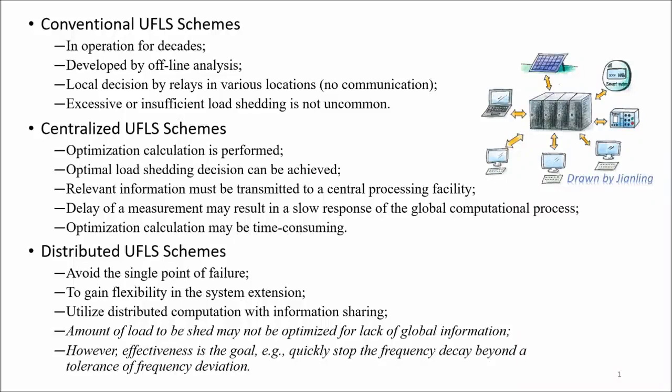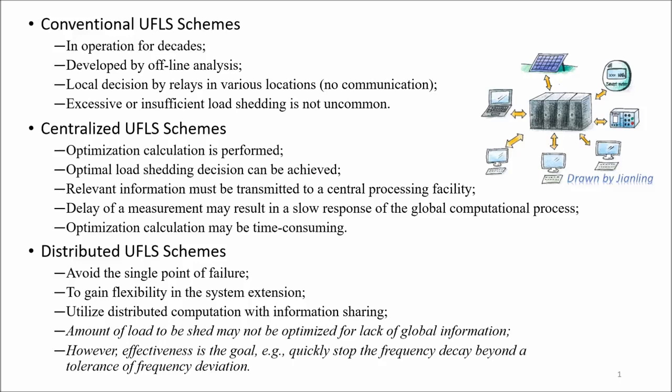As we know, the conventional UFLS has been in operation for decades. Settings are decided by offline analysis. There is no communication between relays. Usually, it is configured to shed excessive loads conservatively. For centralized UFLS schemes, optimization calculation is performed. Optimal load shedding decisions can be achieved. Relevant information must be transmitted to a central processing facility. Delay of a measurement may result in a slow response of the global computational process. Optimization calculation may be time-consuming.